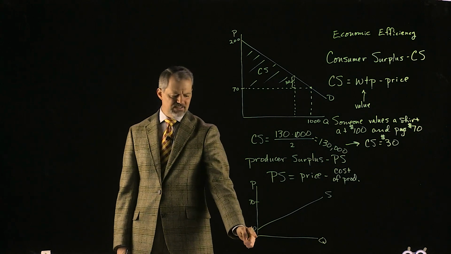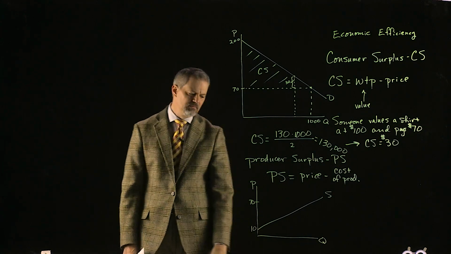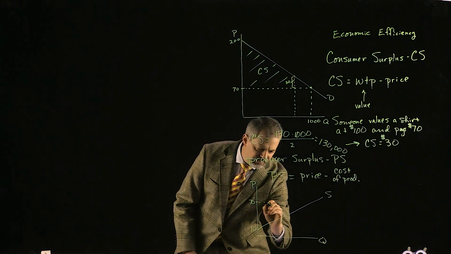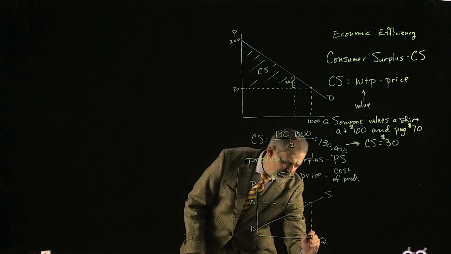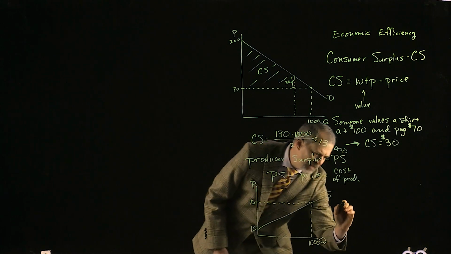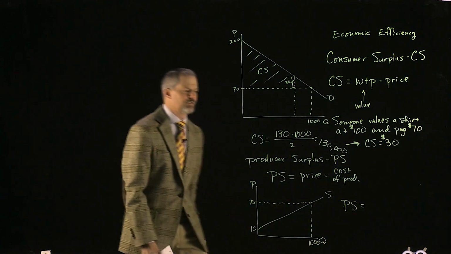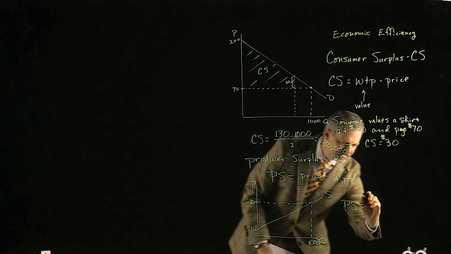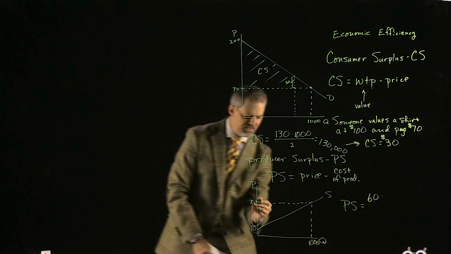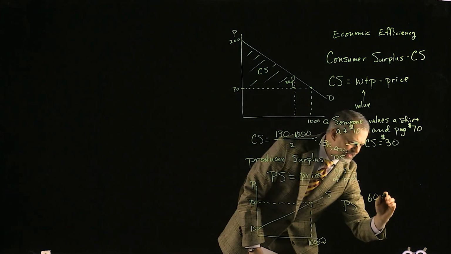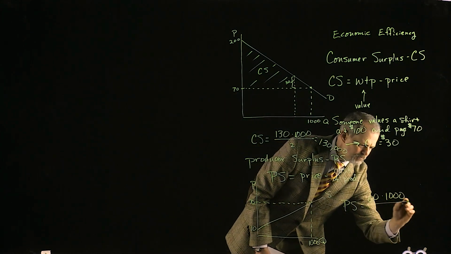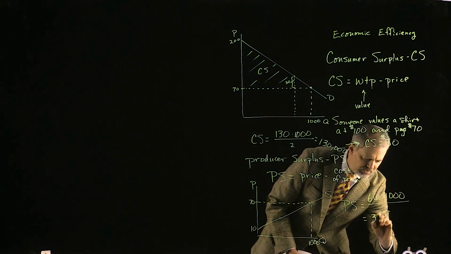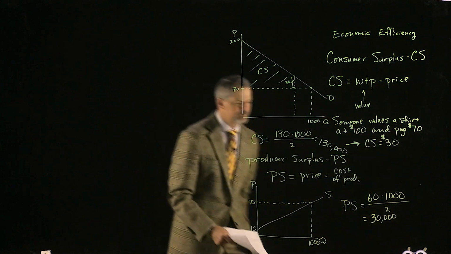The sellers would not sell any if price goes below 10. Quantity supplied would be 0. And let's suppose that at that price of 70, there's 1,000 units that are bought and sold, and we wanted to calculate the total amount of producer surplus in the market. It would be this vertical distance, which is 60, multiplied by this horizontal distance, which is 1,000. We've got to divide by 2, and that gives us $30,000 of producer surplus.